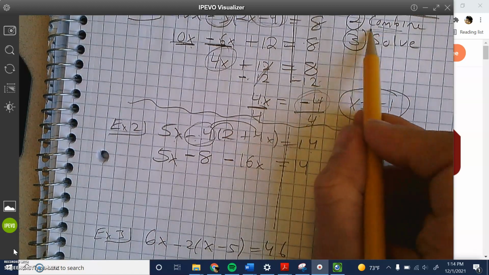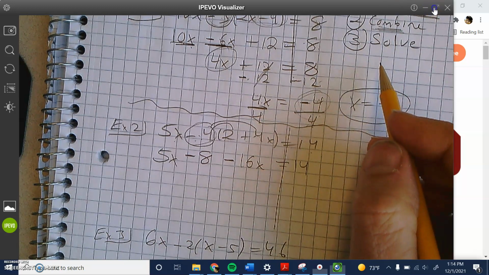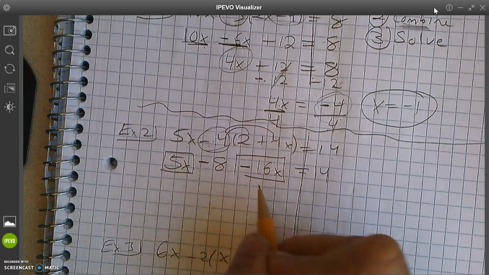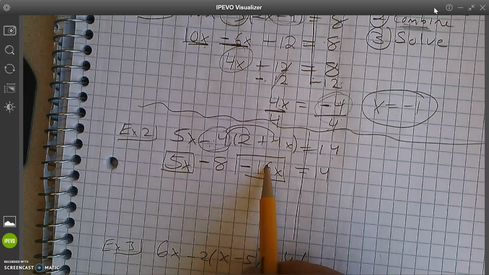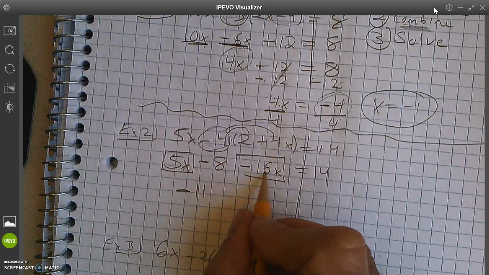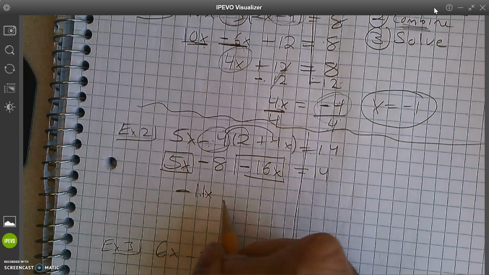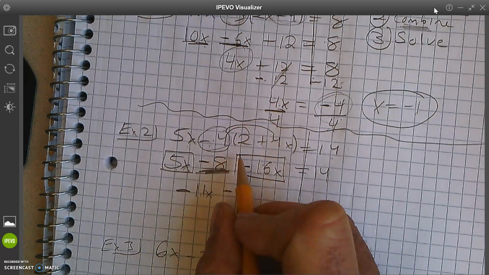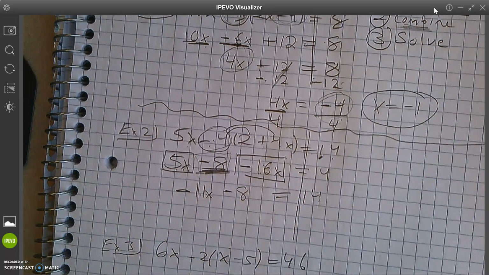Okay, second step. Combine like terms right there. That would be 5x minus 16x. So 5 minus 16. I have $5 and I lose 16, which means I'm down how many? 11. Because 16 minus 5 is 11. 5 minus 16 is -11. There we go. -11x. Don't forget that x. And then I have minus 8 here. Always box, underline, like terms, etc. Equals 14.